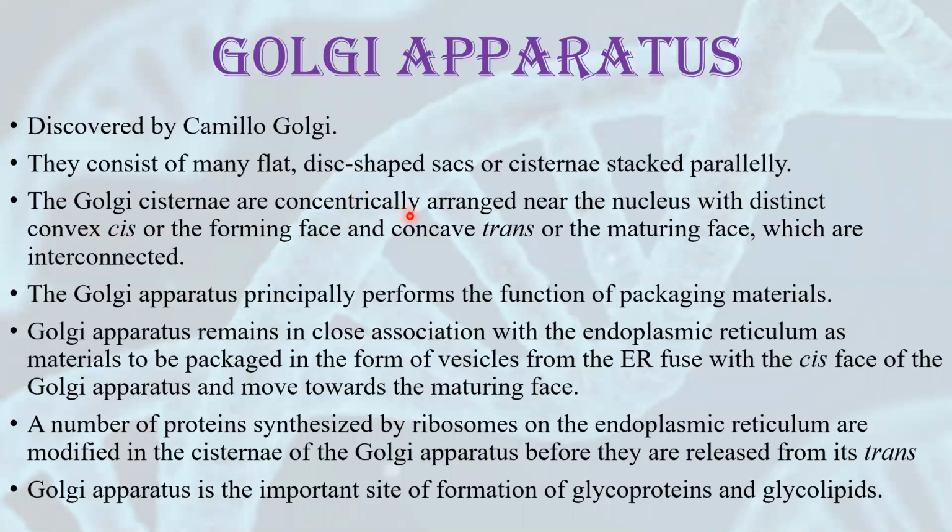The Golgi cisternae are concentrically arranged near the nucleus with a distinct convex face and a concave face. The convex face is also called the cis face or the forming face, and the concave face is also called the trans face or the maturing face.